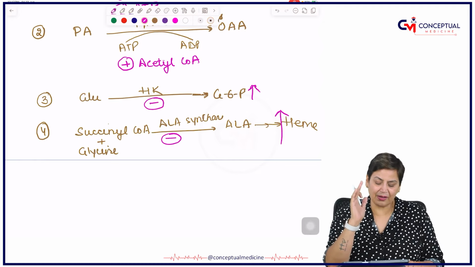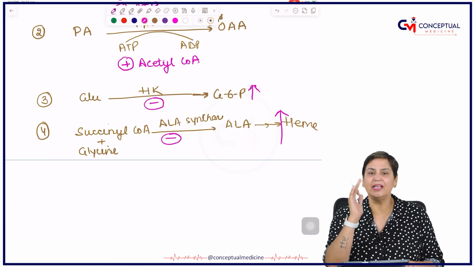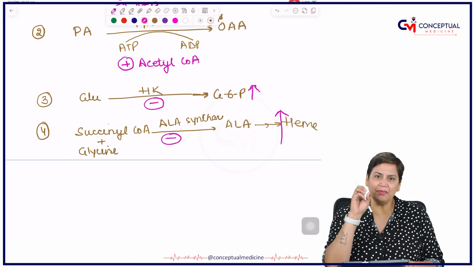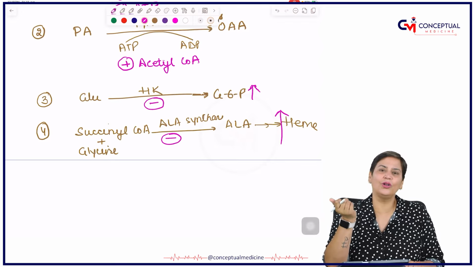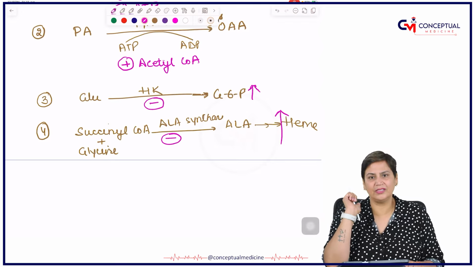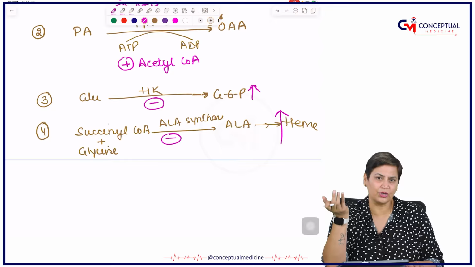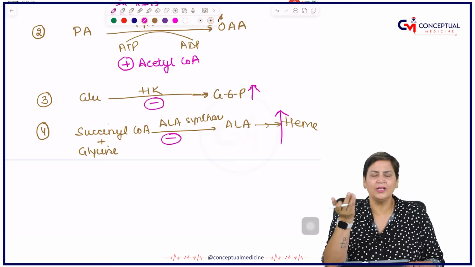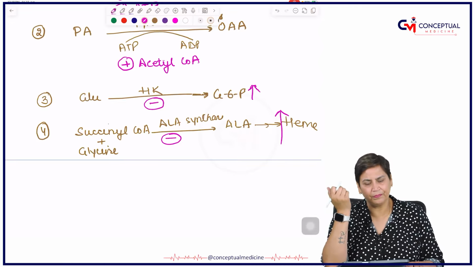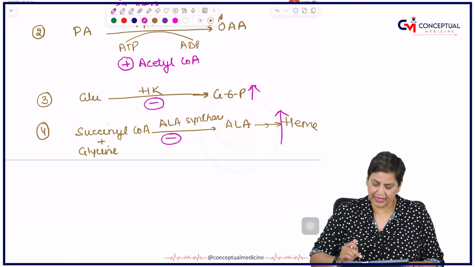So this is again a very important fact to understand: feedback inhibition is mainly restricted to the rate limiting enzymes, or rate committed enzymes, or overall irreversible steps or enzymes. Because if a step is reversible, there is no question of inhibition, since it will be converted back to the substrate sooner or later. So this is allosteric inhibition.